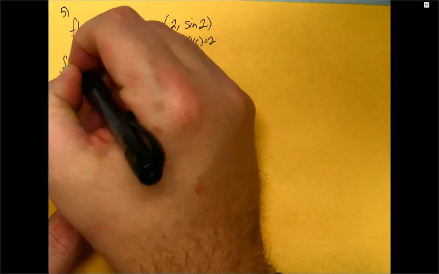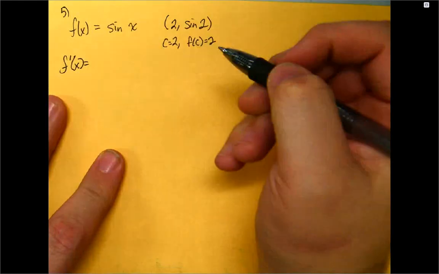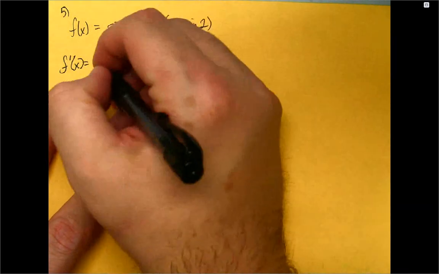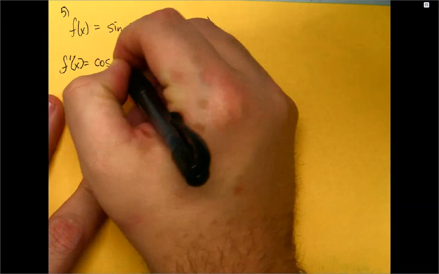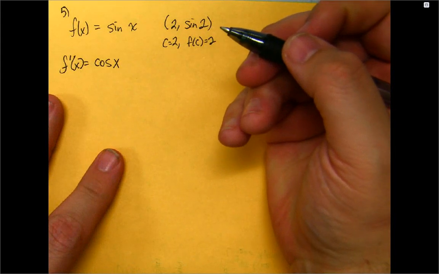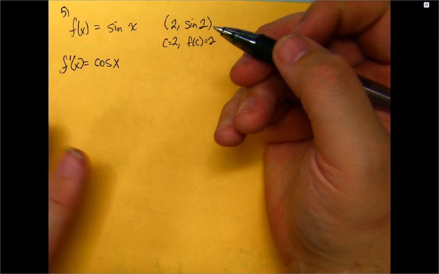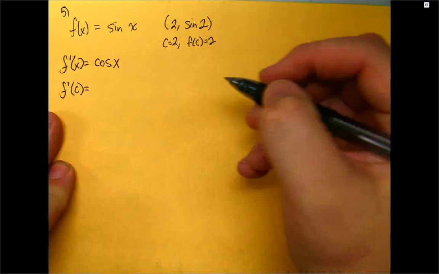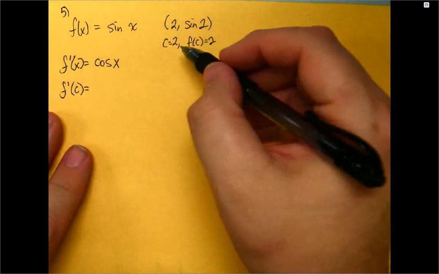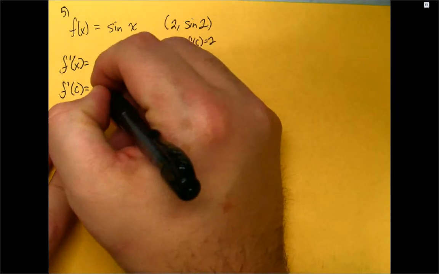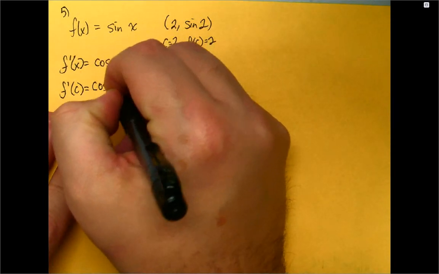Now I need to find f prime of x, which is what? Derivative of sine is cosine. So it's the cosine of x. Do I have to do a chain rule on the x? Alright, no. That's good. Now, I need f prime at c. Alright, what's my c value? 2. So I'm going to get the cosine of 2.